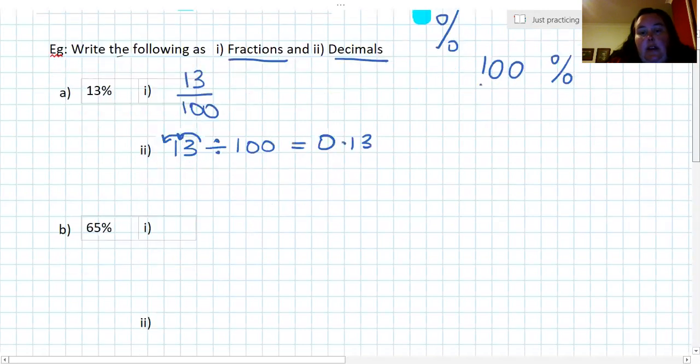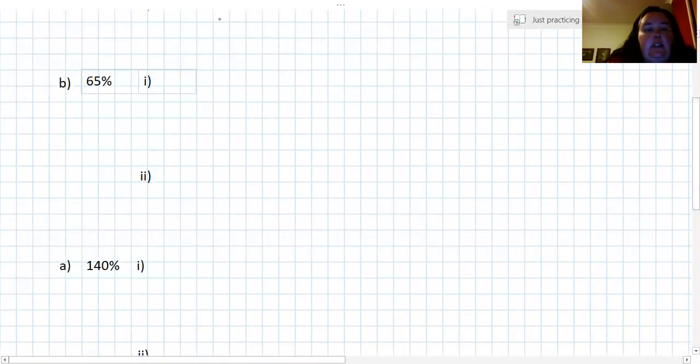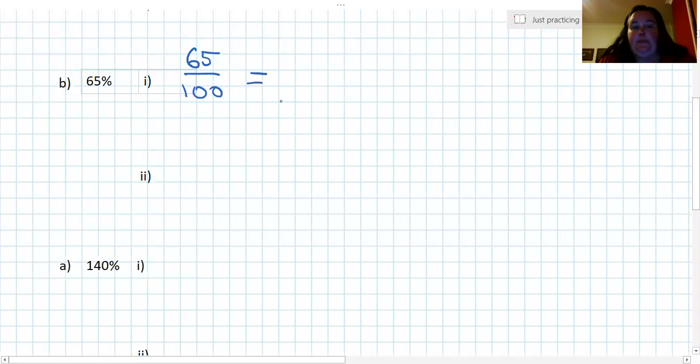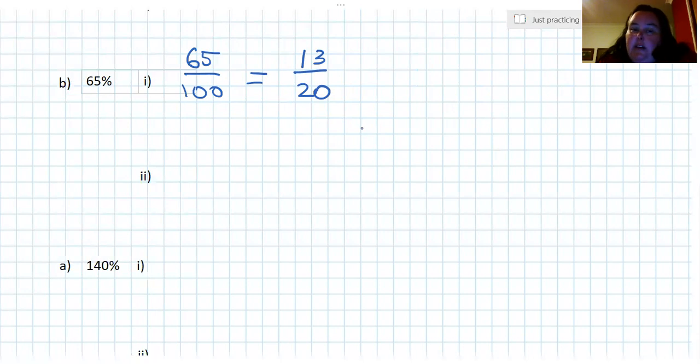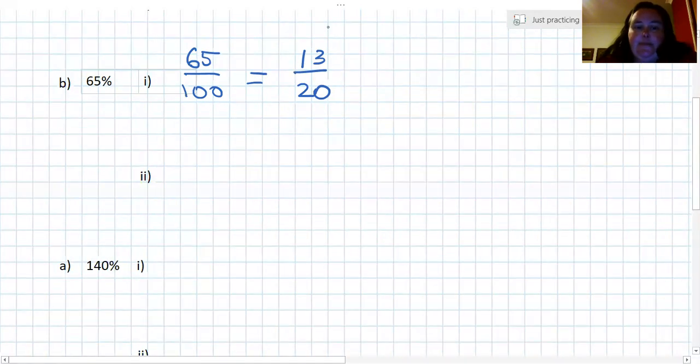So now let's do 65%. 65% as a fraction. So we want 65 out of 100. But we know that this will simplify because there's a number that goes into 65 that also goes into 100, and that's 5. Now you can just write 65 over 100 using your fraction button on your calculator, and you get 13 over 20. Or you can recognise that there are 13 5s in 65 and 20 5s in 100 and simplify it by sight. Okay, what about as a decimal?